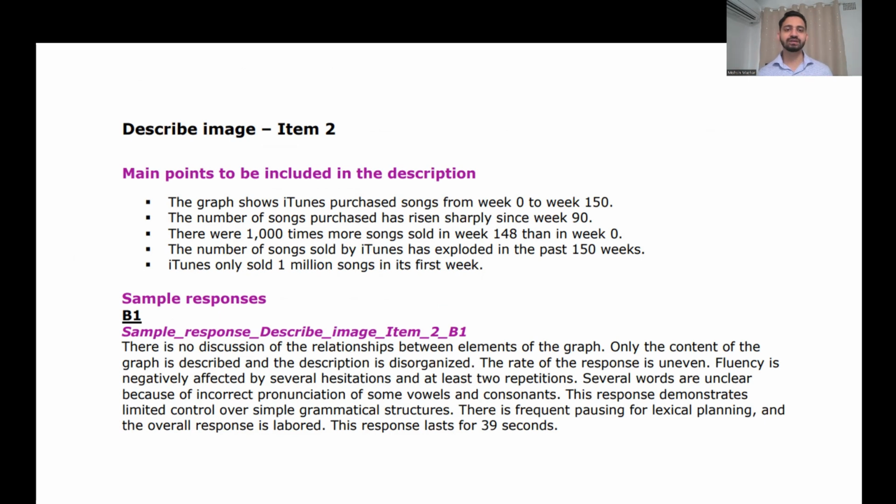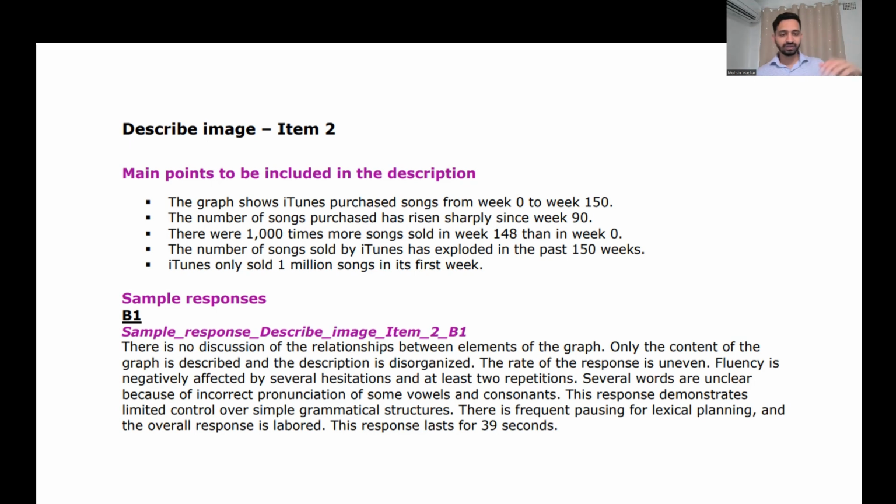There were 1,000 times more songs sold in week 140 than in week 0. You don't have to be precisely 140. You could say close to 150. There were 1,000 more songs sold, and the number of songs sold by iTunes has exploded. These are some of the words that are amazing that you can use. Exploded in the past 150 weeks. iTunes only sold 1 million songs in its first week. You can say that as well.